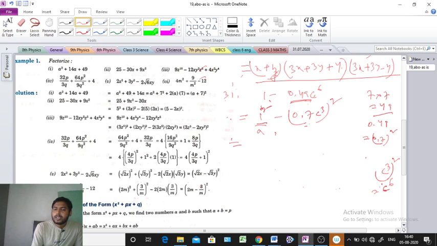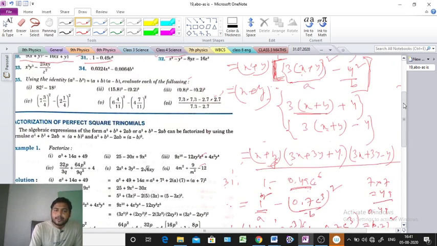So this is A, and this one is B. So the A square minus B square formula. Clear? A square minus B square is A plus B into A minus B. So write it here: 1 plus b, b means 0.7 c cube, and another one will be 1 minus 0.7 c cube. Clear? They are finished. Other things no need to do. Just finish it here.